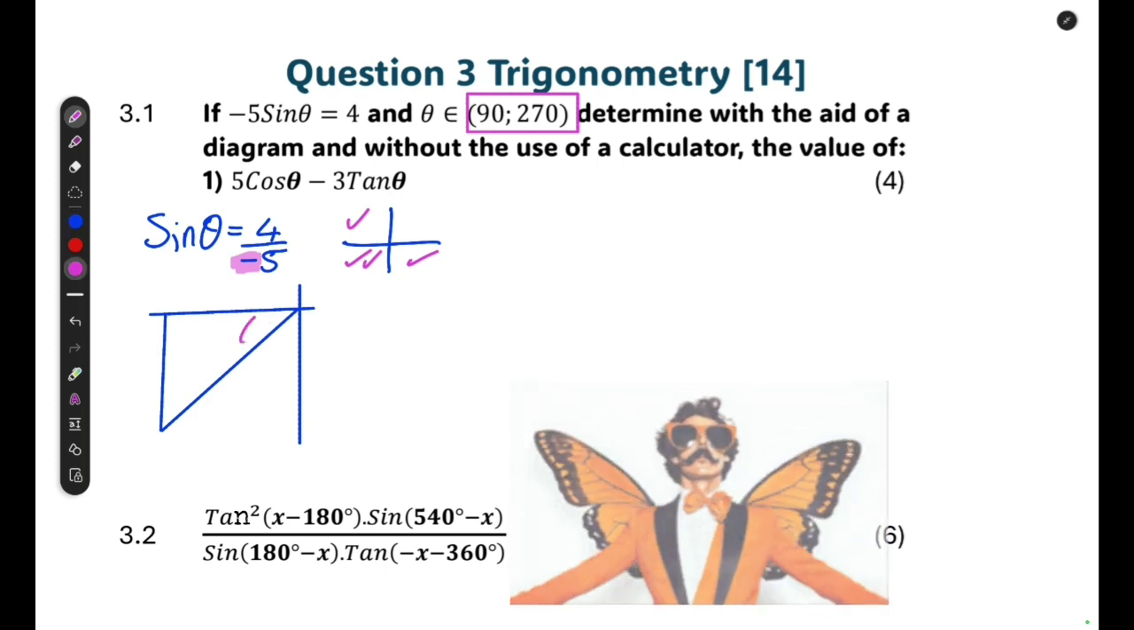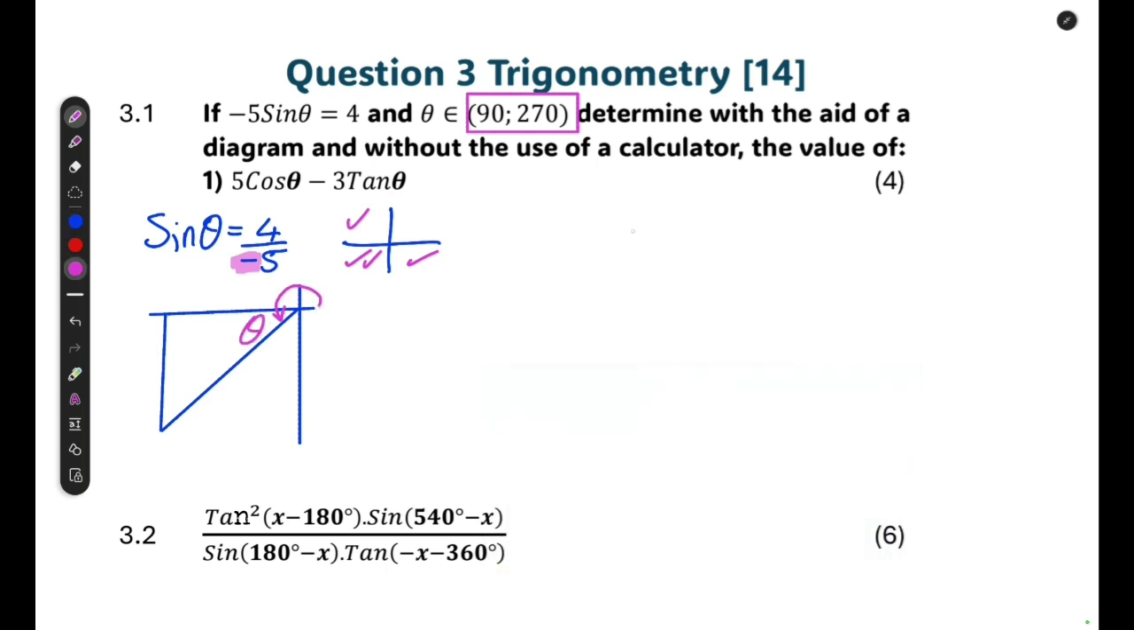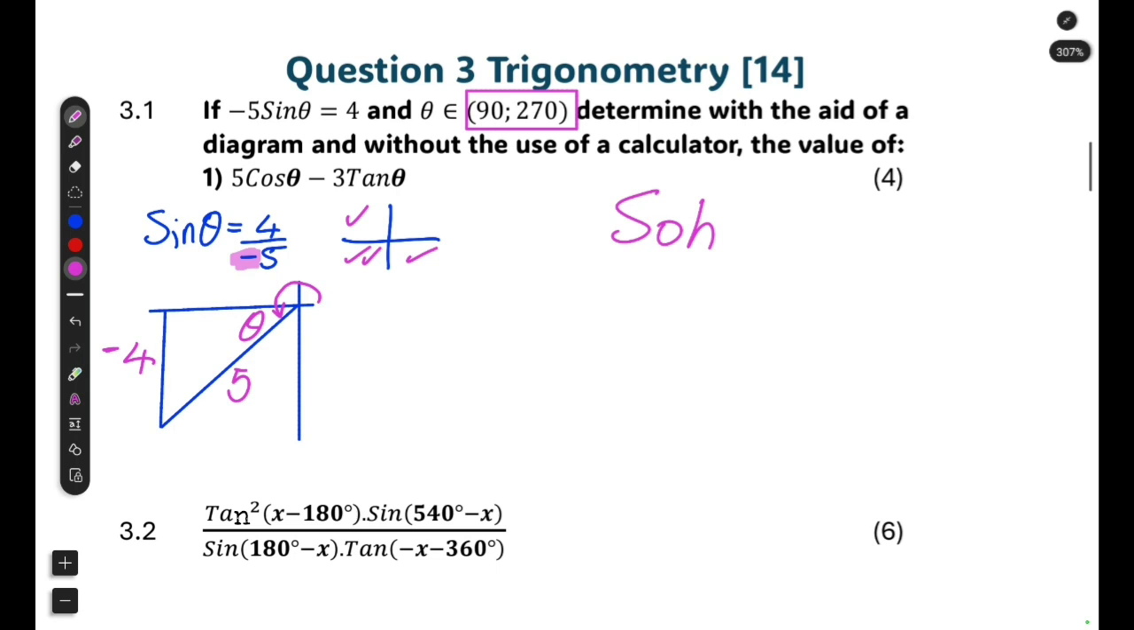Just focus with this question. So I can put theta there. We know that it's that reflex angle there, but for this question, it's really not important. Now it's 4 over 5. So remember, SOH CAH TOA. SOH is then for opposite over hypotenuse. And a hypotenuse can never, ever, ever be a minus. So the minus moves to the 4.